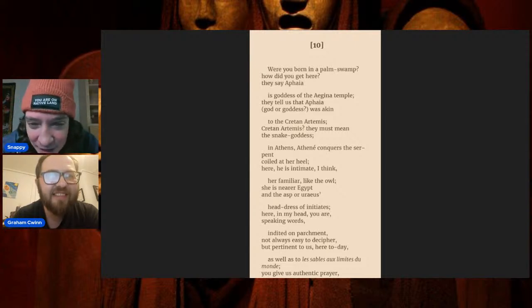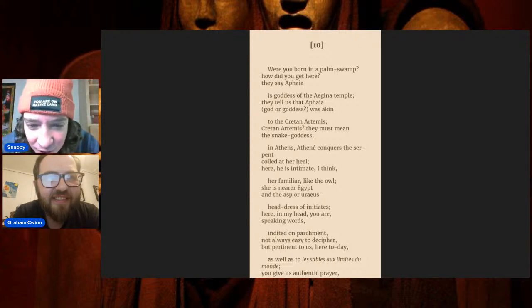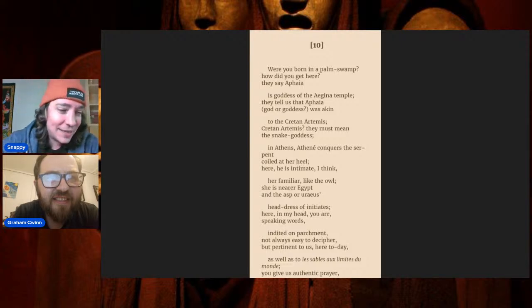In Athens, Athena conquers the serpent, coiled at her heel. Here he is intimate, I think. Her familiar, like the owl. She is nearer Egypt, and the asp or the uraeus.